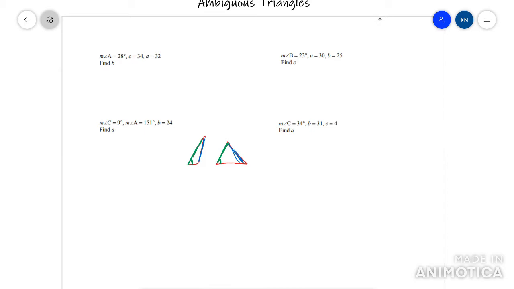Now, I will say this, the angle that they give you here, this angle, if it's greater than 90 degrees, then you don't have to worry about ambiguous triangles. It's only when it's less than 90 degrees. That's when you have to think about ambiguous triangles. So like this one right here, the fact that I see 151 degrees, an obtuse angle, means I'm not going to have more than one triangle. But let's just go ahead and look at some examples.